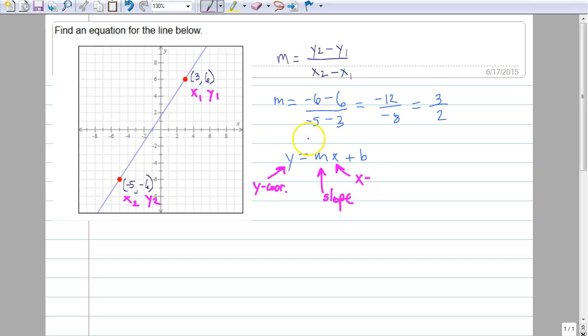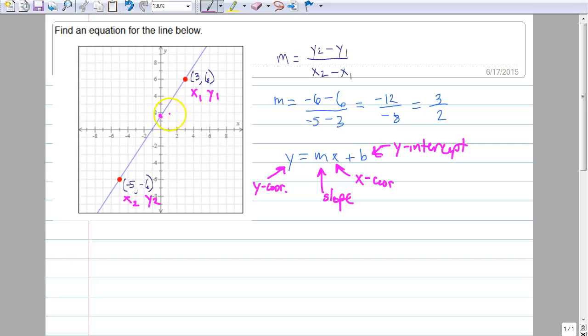So we have these pairs that would go in here of all the points on the line that make this equation true. And finally, b is our y-intercept. And the y-intercept is simply the point at which our line crosses the y-axis. So this is the y-intercept.